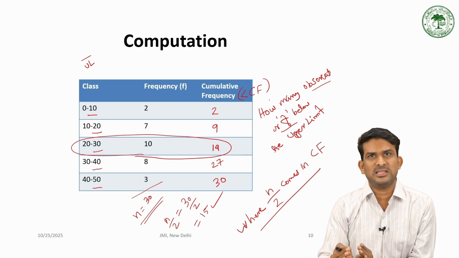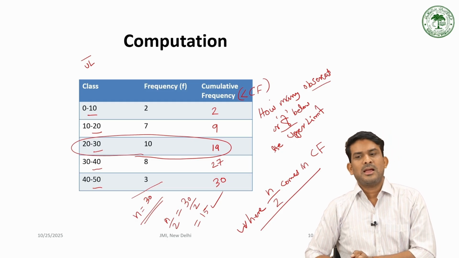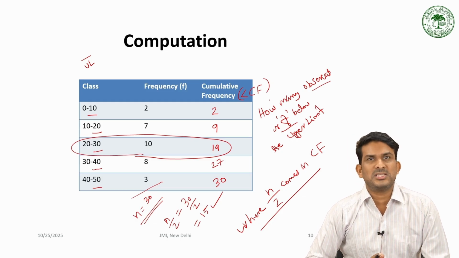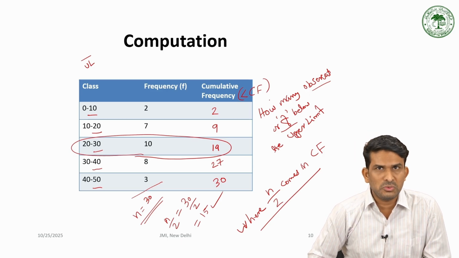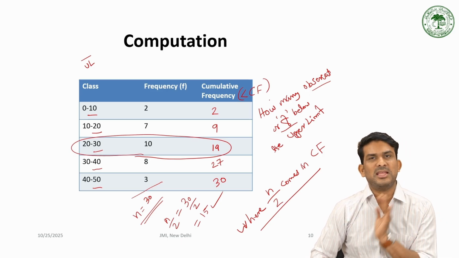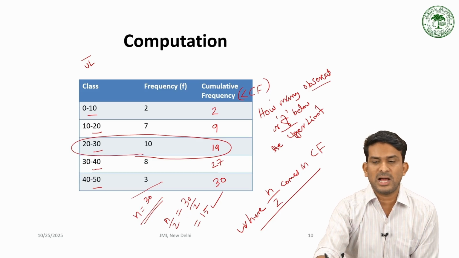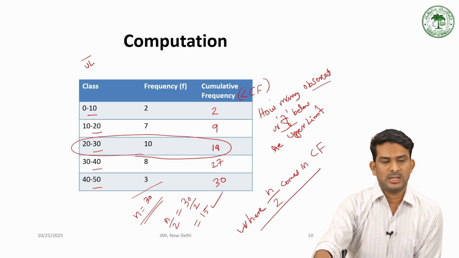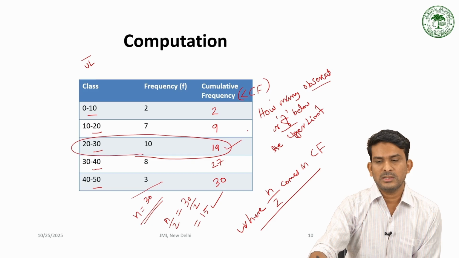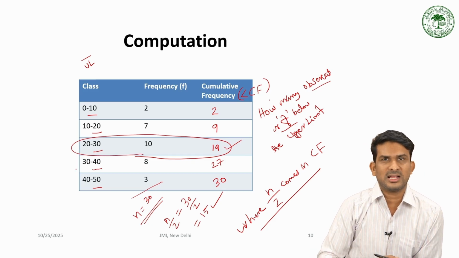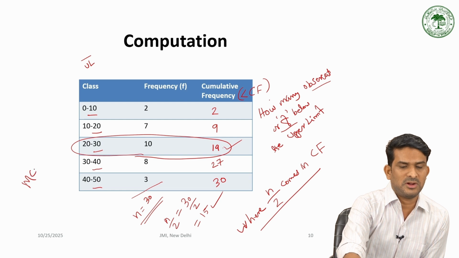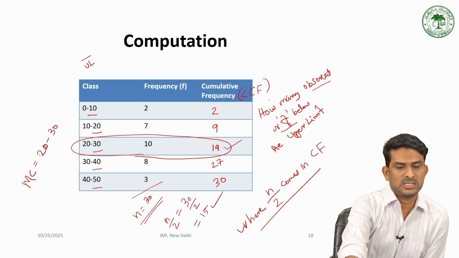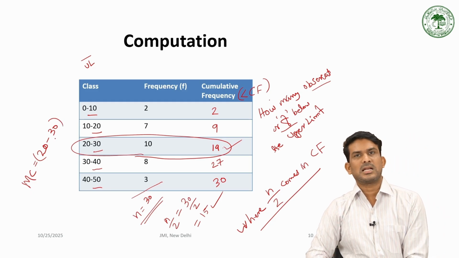So first you write the cumulative frequency, identify total of the frequency, that is n, divide the total of frequency, n by 2, you will get the value. Here we have 15, where 15 comes in cumulative frequency. It is 19. So this class, that is the median class, I write MC. What is MC here? Median class 20 to 30. This class is median class.